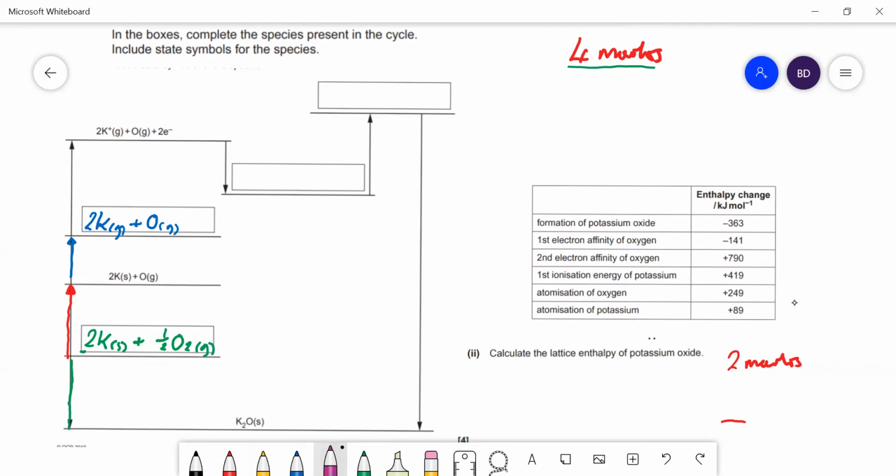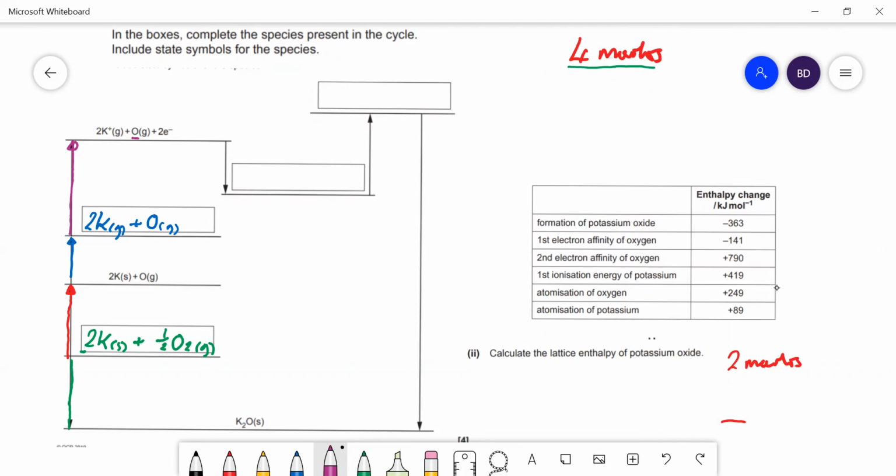This arrow here, we've done the first ionization of 2 potassiums, and we haven't done anything to the oxygen. This one going down, it's the first one here, it's the electron affinity.